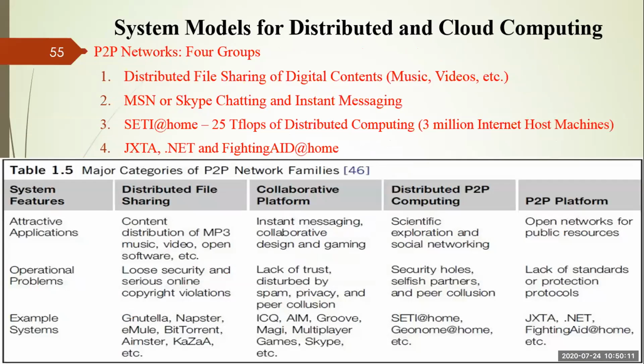Now, if you see, the P2P network is classified into 4 different groups. The first group is called distributed file sharing. What do you mean by distributed file sharing? One computer is sending data to another computer system, applying a file sharing mechanism. What kind of file can it store? It can store a music file, a video file, or an MP3 file, right, on a computer system. That is called distributed file sharing, right?